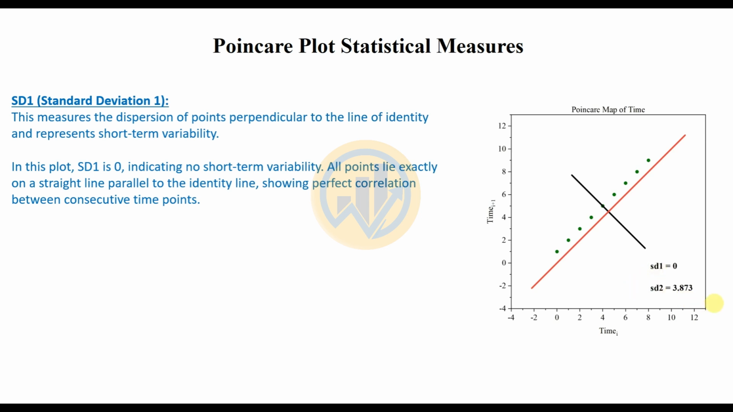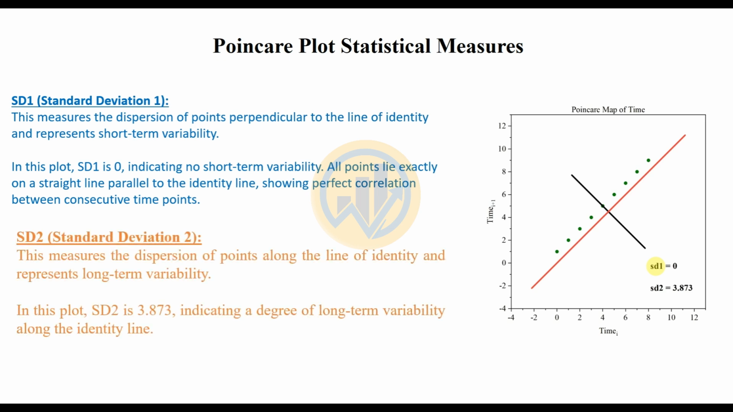First, standard deviation 1. This measures the dispersion of points perpendicular to the line of identity and represents short time variability. In this plot the standard deviation 1 is 0, which indicates no short time variability. All the points lie exactly on a straight line parallel to the identity line, showing perfect correlation between the consecutive time points.